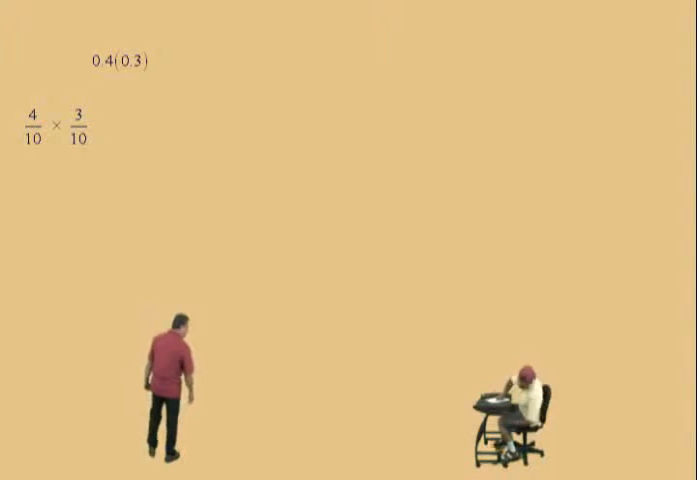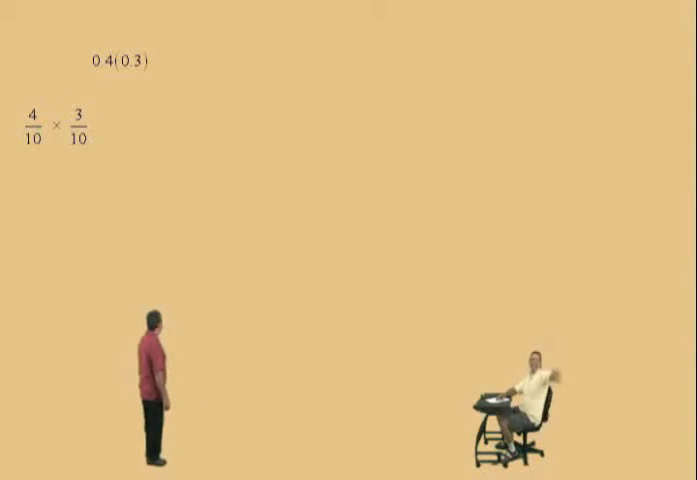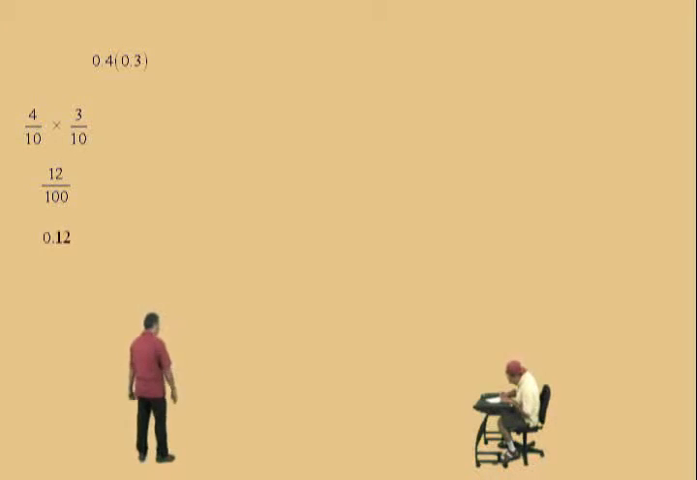Let's do the product now, Charlie. 4/10 times 3/10. Let's do the fractions first. How do you multiply fractions, Charlie? Straight across the top, straight across the bottom. That's right. So what do we get? 12/100. Very nice there. And as a decimal, 12/100 is 0.12.